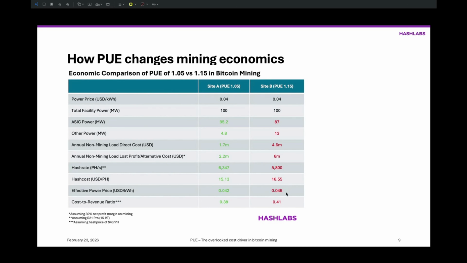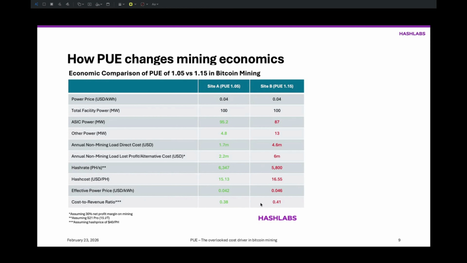All that extra power you spend on cooling, on power losses, etc., it can have a huge difference and make your effective power price actually quite much higher. Cost to revenue ratio, site B is 0.41, site A is 0.38.